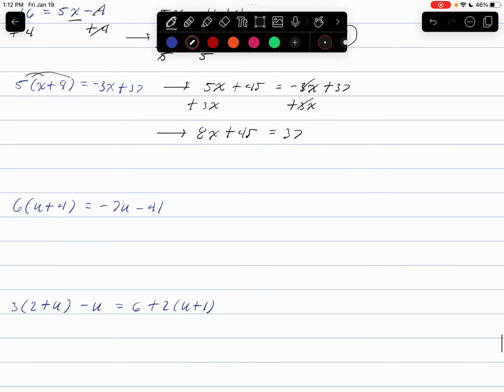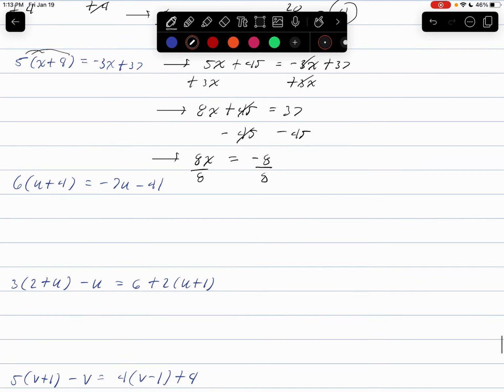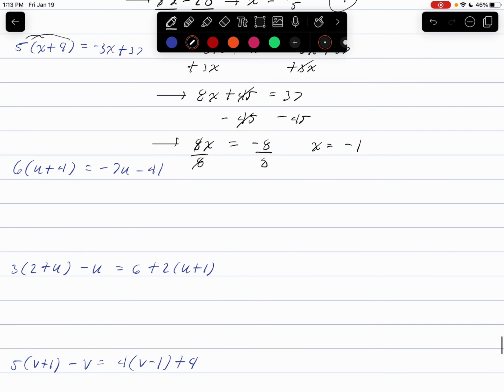Okay, so next we can take 45 away from both sides, and this will allow us to cancel this 45 with this negative 45, and we're going to get 8x is equal to 37 minus 45, or we'll have negative 8. 8x is equal to negative 8. So now we can divide both sides by 8. This will cancel, and we're going to end up with x is equal to negative 8 over 8, which is just negative 1.